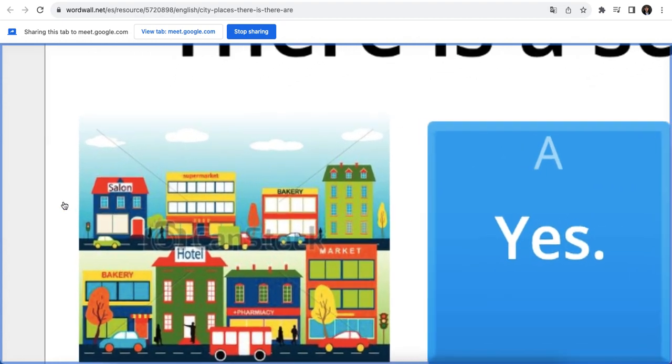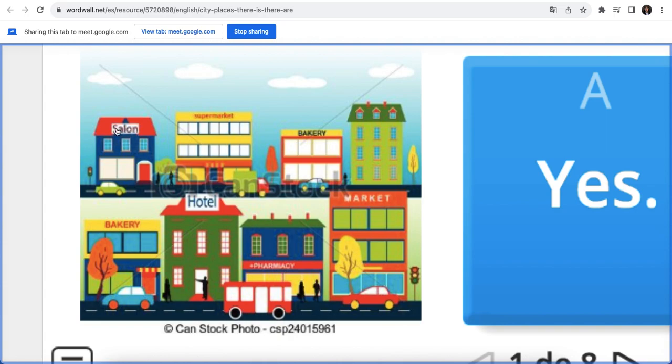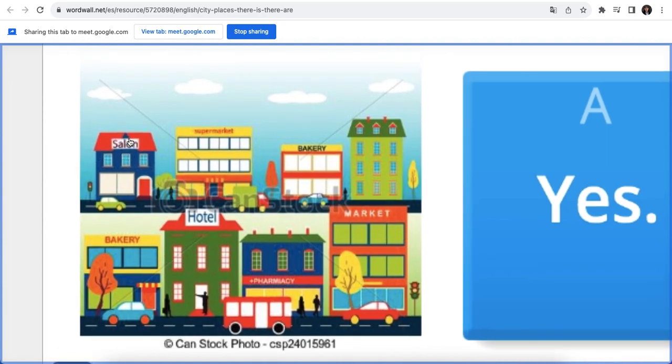Entonces, si ampliamos un poco la página, aquí vemos salón, that is the place where you get your hair styled, where you get your hair cut, yes? Bakery, what are the characteristics of the bakery? What products can you buy in a bakery? ¿Qué productos podemos comprar en este lugar que dicen bakery? Bread. Exactly. Bread. Yes.